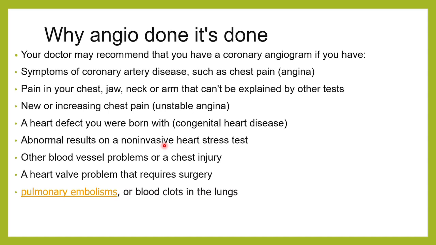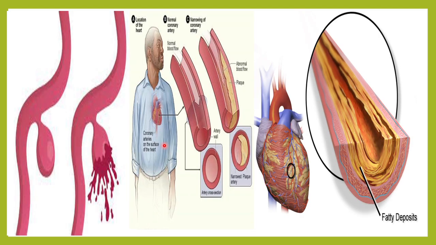So suppose there are any other blood vessel problems or a chest injury, or a heart wall problem that requires surgery, pulmonary embolism, or blood clots in the lungs, etc., we can go and do an angiogram. I've told you, see here, you can see that this blood vessel is ballooned out and this is bleeding. So this we can find out with the help of an angiogram.